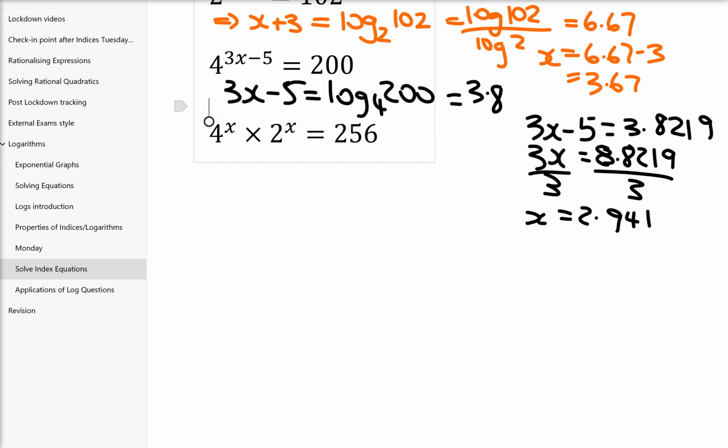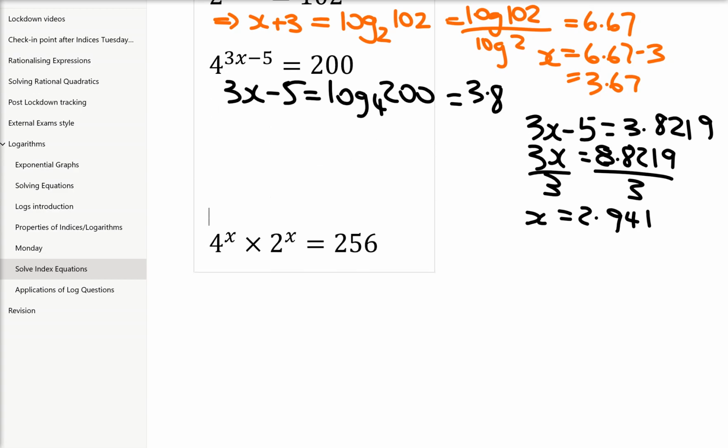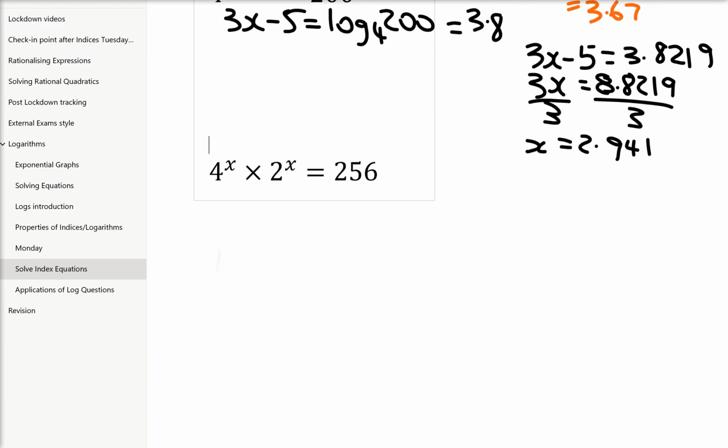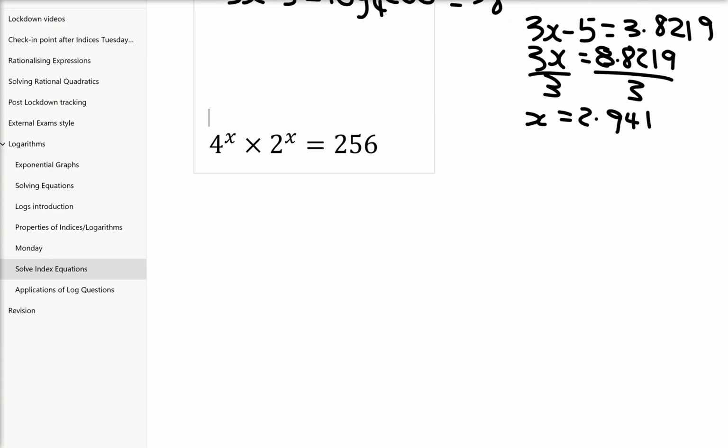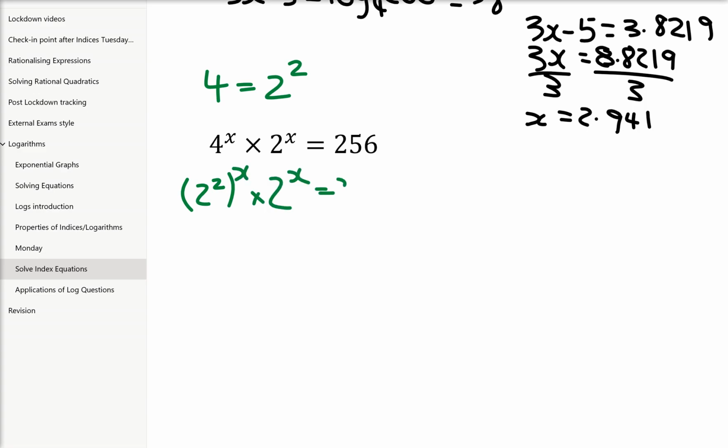Okay, so how would we do this last one? You don't have to, but you can do that, yeah. That's one way of doing it. Definitely. So what Billy's saying is, in fact, you probably all should know that 4, that's the same as 2 squared, isn't it? So rather than writing down 4, you can write down 2 squared, which is 4 to the power of x, times 2 to the power of x is 206.